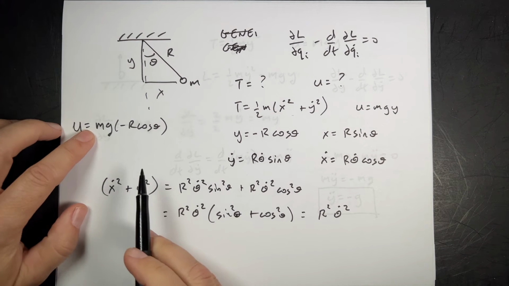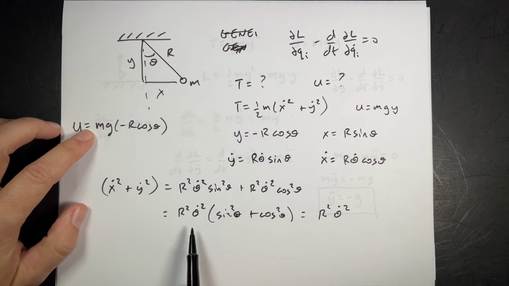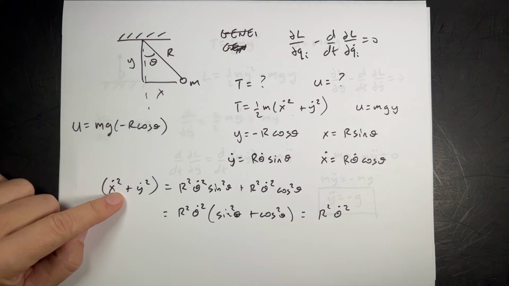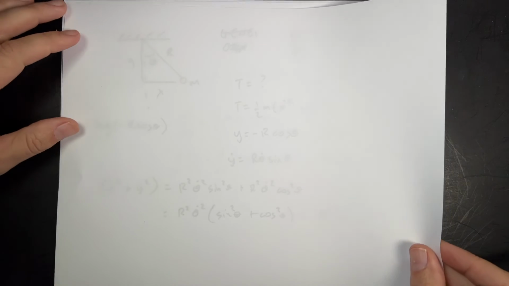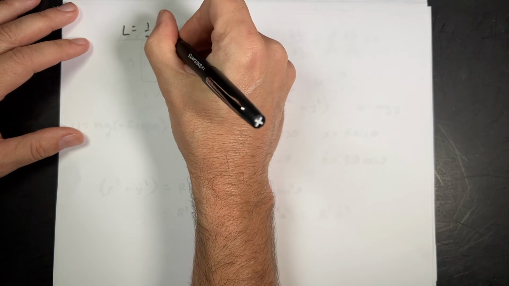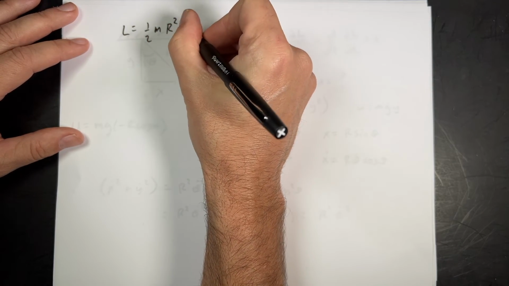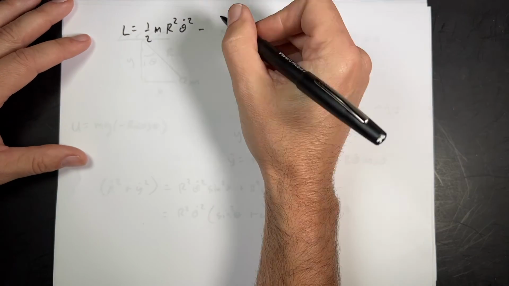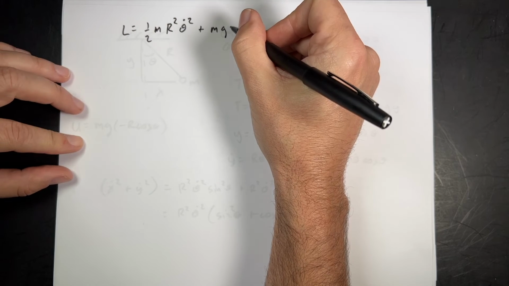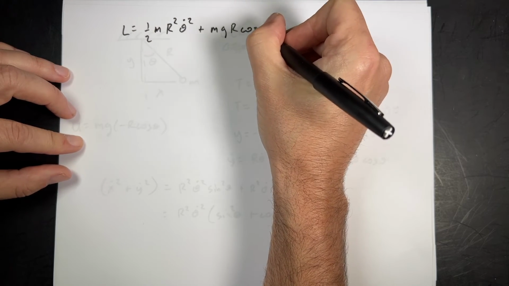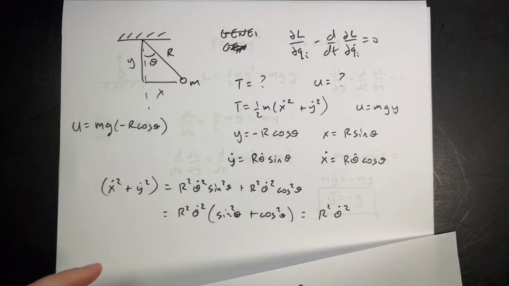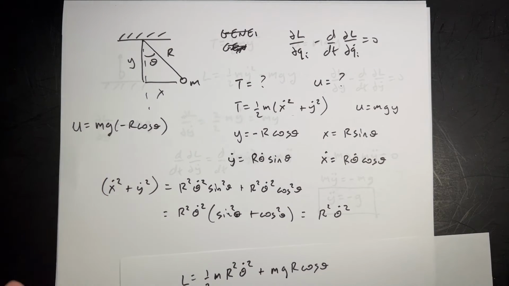So now I have my potential and my derivatives. I can find the kinetic energy, it's 1/2 m times that. And so I can write my Lagrangian. L equals 1/2 m r squared theta dot squared minus the potential, which is plus mg r cosine theta. I feel like there might be a minus sign. Let's just double check. There's a minus sign, and I had minus and minus. I think this is okay.